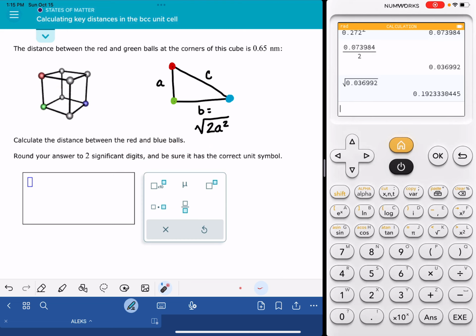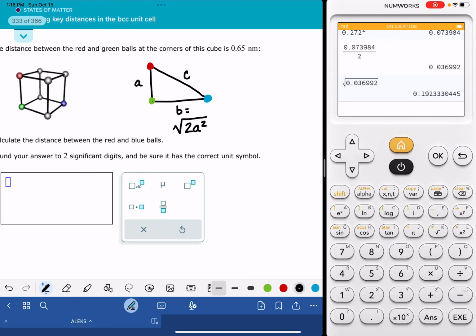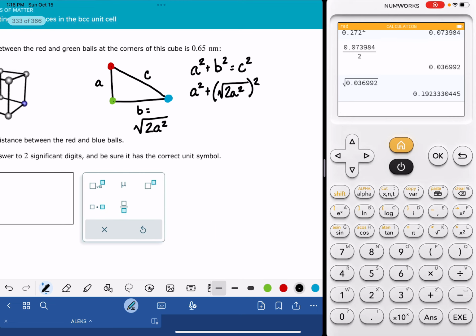Okay, so ALEKS is going to give us one of these distances. Again, for me, I got this distance right here, the red and the green. And because I know this distance, I also know this distance as well, because this distance I'm able to calculate if I know what A is. And it's asking me to calculate this distance right here between the red and the blue. So I'm going to do that again using Pythagorean theorem. A squared plus B squared equals C squared. However, instead of writing B squared, I'm going to write it in terms of A. So A squared plus the square root of 2A squared equals C squared.